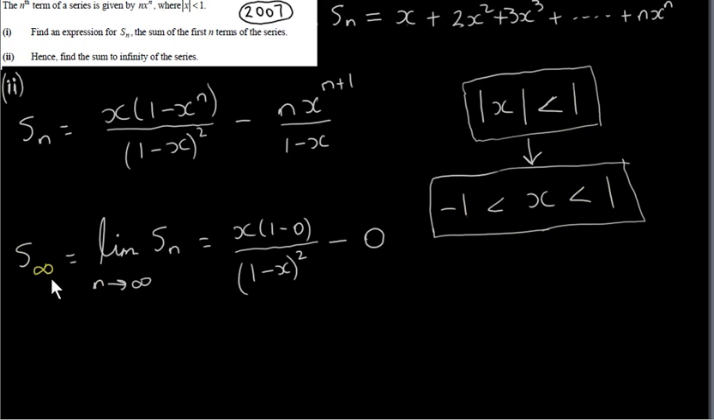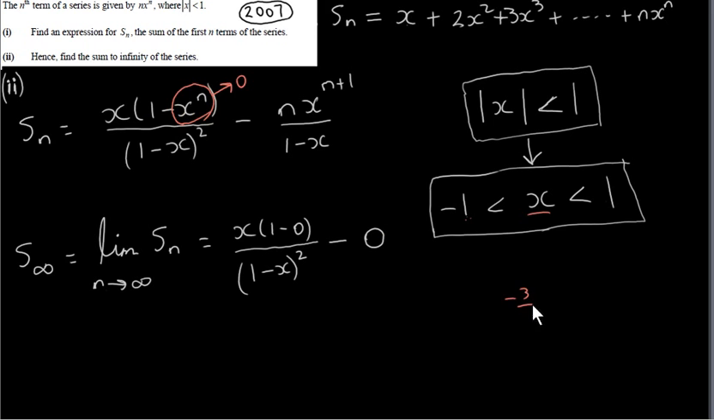Now, to calculate the sum to infinity, denoted by s sub infinity, we have to take the limit as n tends towards infinity of s sub n. So we want to see what happens to this expression as n gets larger and larger. Well, one thing that happens is that x to the power of n is going to go to 0, because we know that x is a number between -1 and +1. And if we take any number between -1 and +1 and raise it to a power, as the power gets larger and larger, x to the power of n will go to 0.